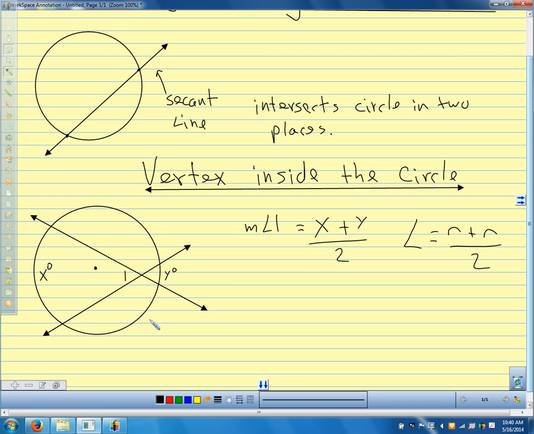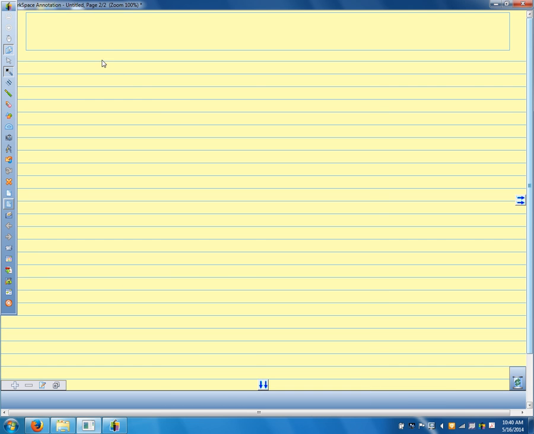We could also have two secants that intersect outside the circle. So our vertex would be outside the circle. But questions before we move on? This is our first big thing that we're talking about today. Angle equals the arc plus the arc divided by 2. All right, our vertex outside the circle.